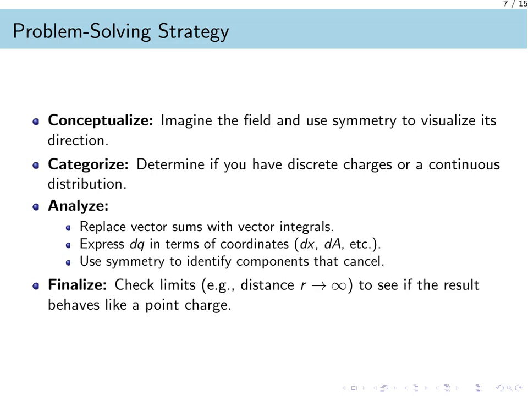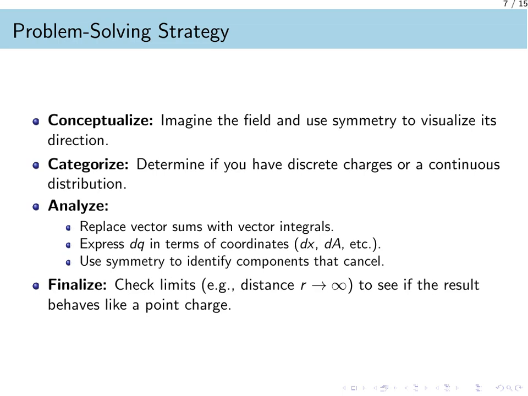Here is a reliable problem-solving strategy for evaluating electric fields. First, conceptualize the problem. Imagine the physical shape of the object, and use symmetry to visualize the direction of the net electric field. Second, categorize the situation to determine if you have discrete point charges or a continuous charge distribution. Third, analyze the problem by replacing vector sums with vector integrals. Express the charge element dq in terms of appropriate spatial coordinates, and heavily utilize symmetry to identify field components that cancel each other out, saving you from unnecessary math.